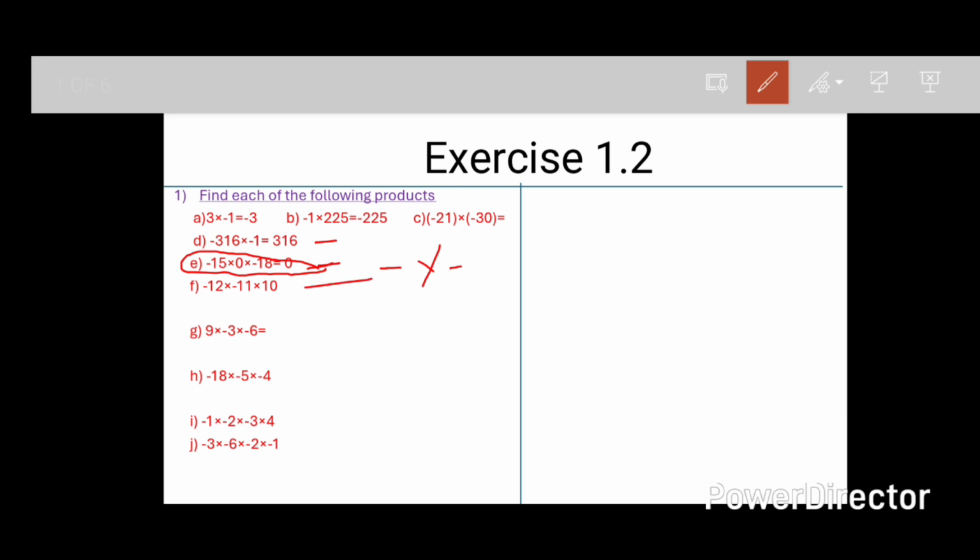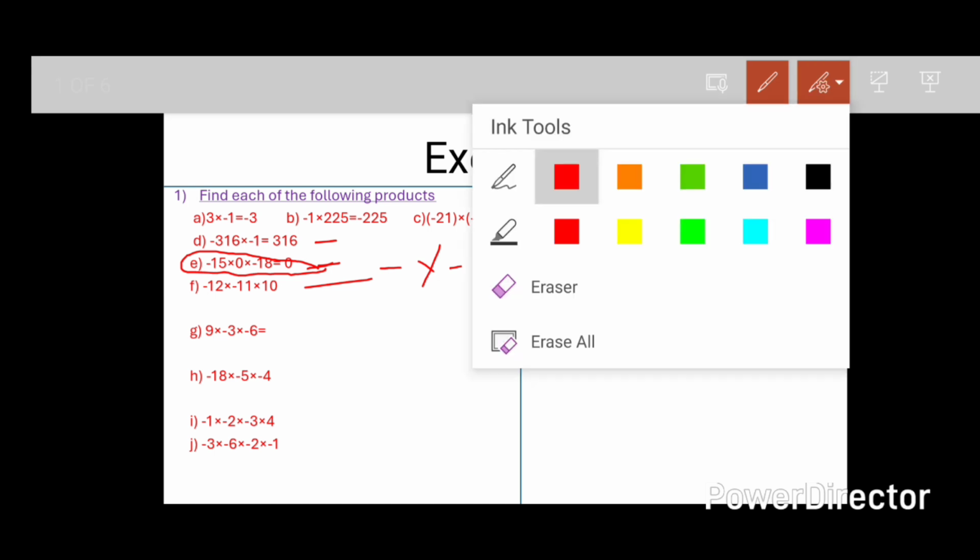Okay. Yes. The 12th. Minus 12 is there, minus 11 and 10. We should multiply like this. Minus 12 into minus 11 into 10. First we should choose any two numbers which are easy. If you choose these two numbers and it is easy, choose it. If we choose these two numbers, that is also okay. Finally the answer will come the same.